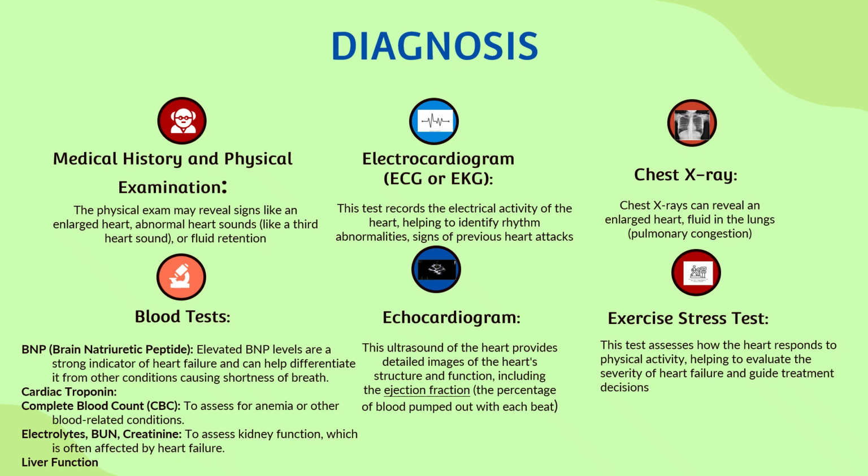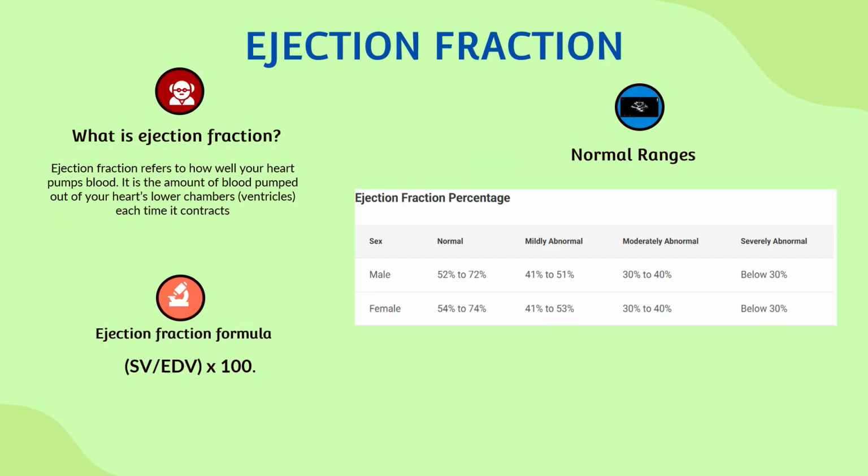Now, echocardiogram. The ultrasound of the heart basically tells you what we are trying to see, the ejection fraction, which I will discuss later. It is how much blood is being pumped with each beat. Now, exercise stress test: that is a widely accepted way to see, during physical activity, whether your heart is able to tolerate it. So it will evaluate the severity of the heart failure.